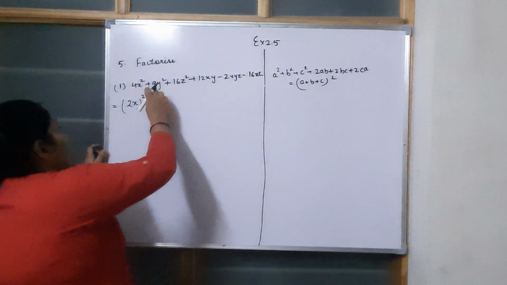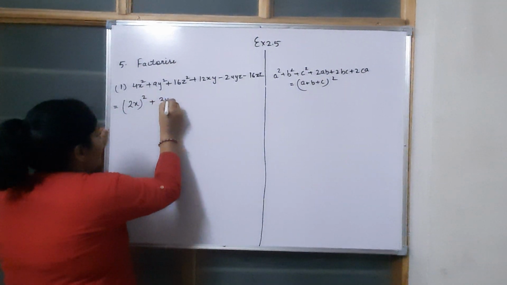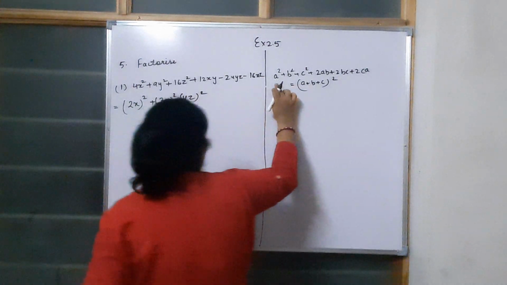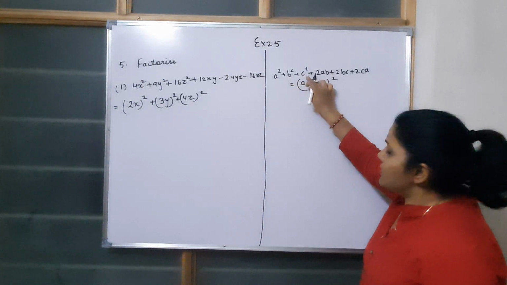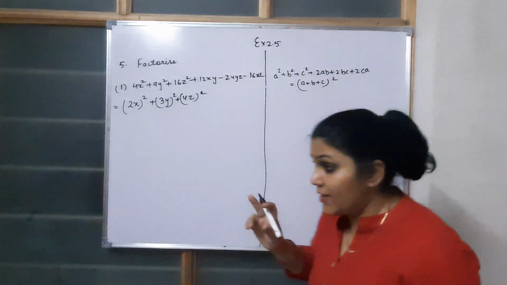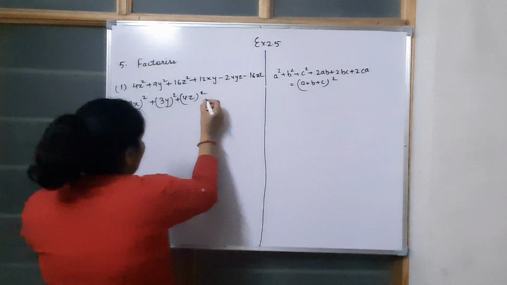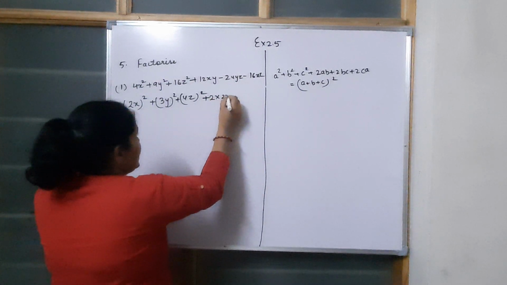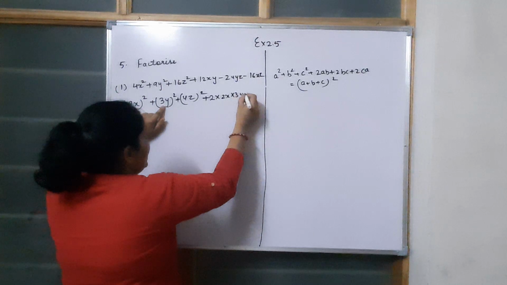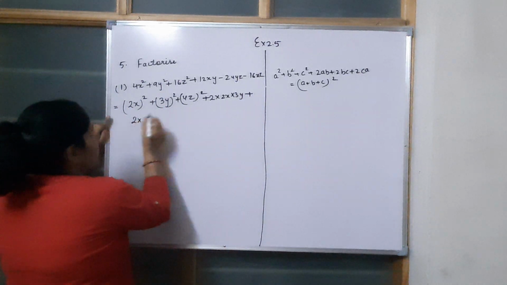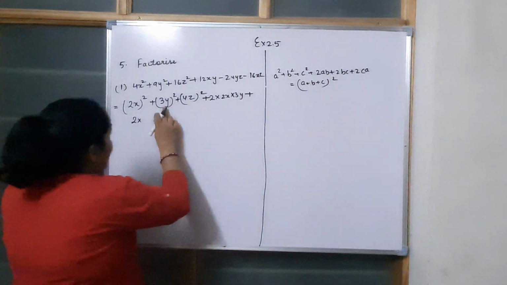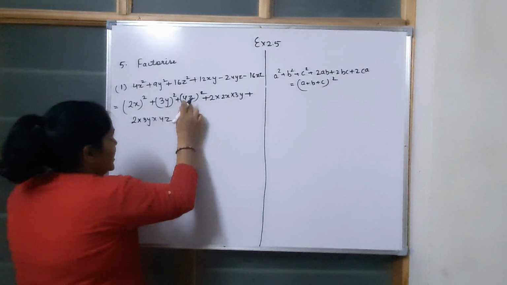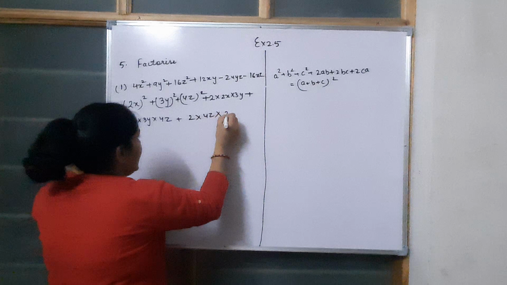If I talk about 9y square, this can be written as 3y whole square. And 16z square is 4z whole square. So we have a square, b square, and c square. Now what about 2ab, 2bc and 2ca? According to us, a is 2x, b is 3y and c is 4z. Let's check whether we have these terms or not.